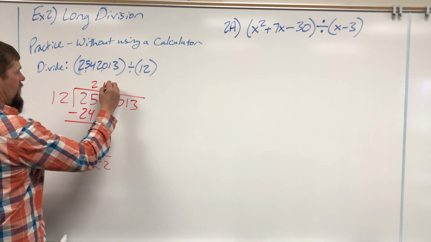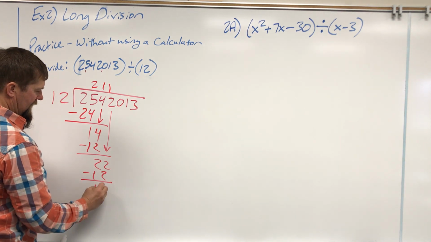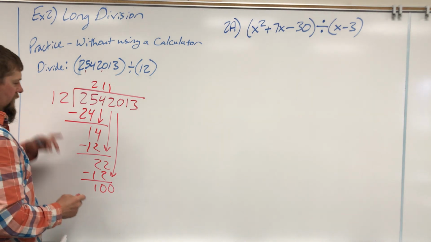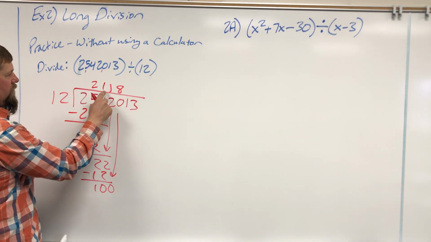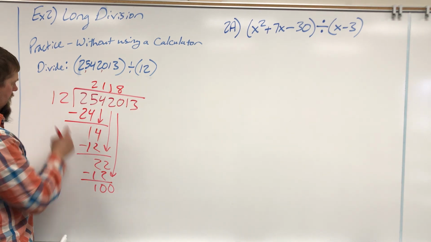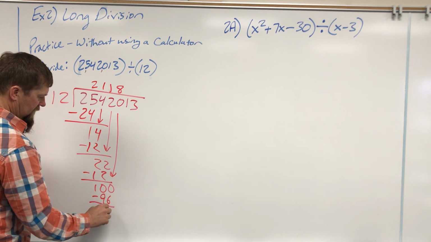12 goes into 22 once. 12, subtract 10, drop the 0, that's 100. 12 goes into 100 8 times. You notice that I'm constantly putting the next number over the next digit, or the last digit, okay? So 12 goes in here 8 times, which is 96.